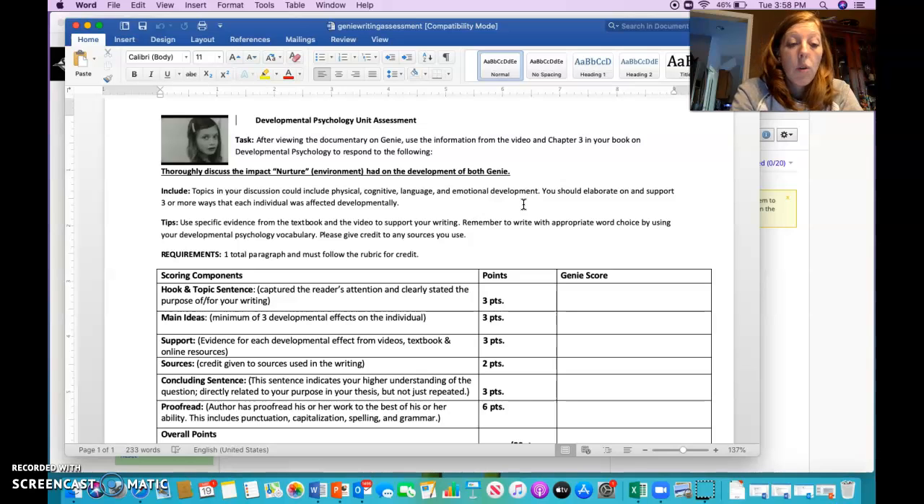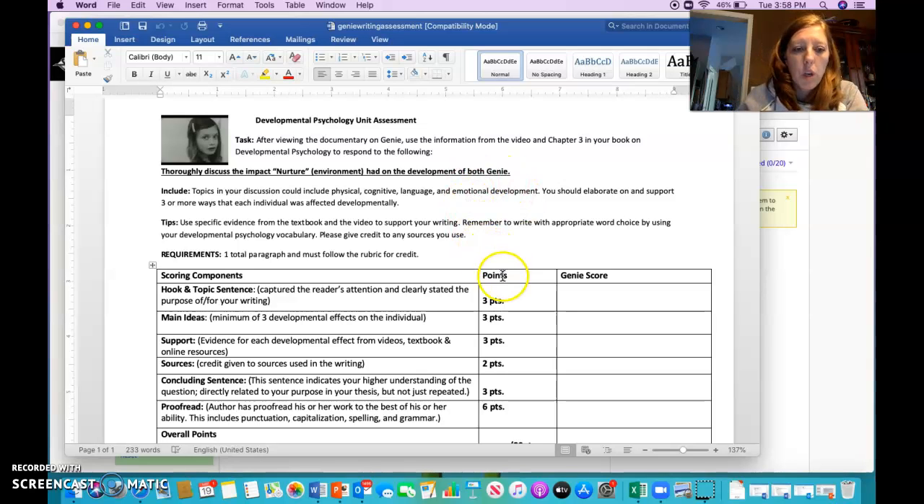All right. Requirements, 1 total paragraph here following the rubric. So I'm not asking for a huge long page. I don't want 2 pages. I don't want this massive essay. I just want a paragraph that shows that you watched the documentary, you did your reading, and you understand how her development was affected by her environment.